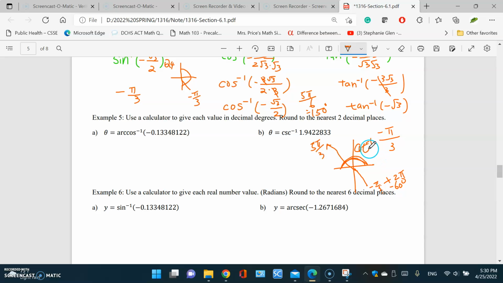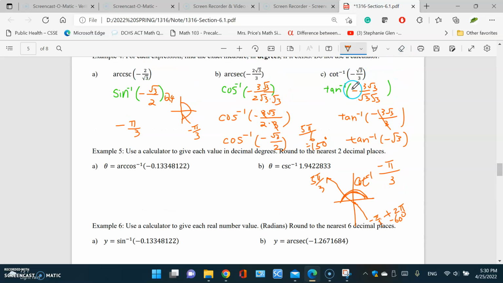So eventually, when you have the cotangent inverse with a negative root 3 over 3, this is equal to 5 pi over 3. My bad. This is not 5 pi over 3. We just add a pi. Okay, so here, when we have negative pi over 3 plus pi, we will get 2 pi over 3. So this is 120 degrees. There you go.